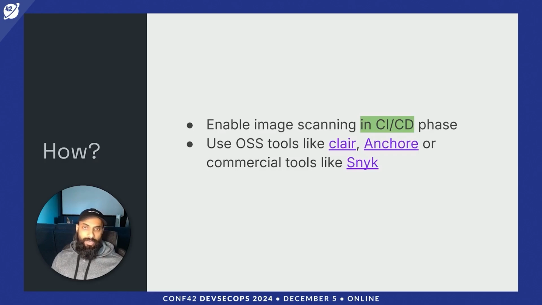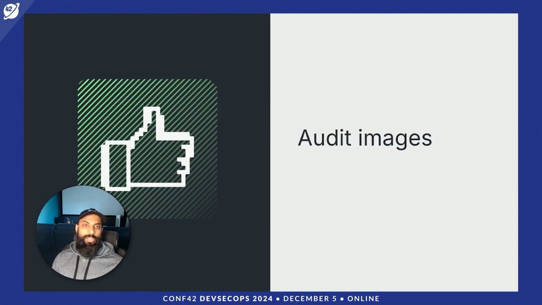Use OSS tools like Clair or Anchore, or commercial tools like Snyk. It's up to you. But use one of these tools to enable container image scanning, and have your CI/CD pipeline fail if there is a vulnerability in your container. These are quite easy to set up, and they support most CI/CD solutions, so there is no excuse to not do this.